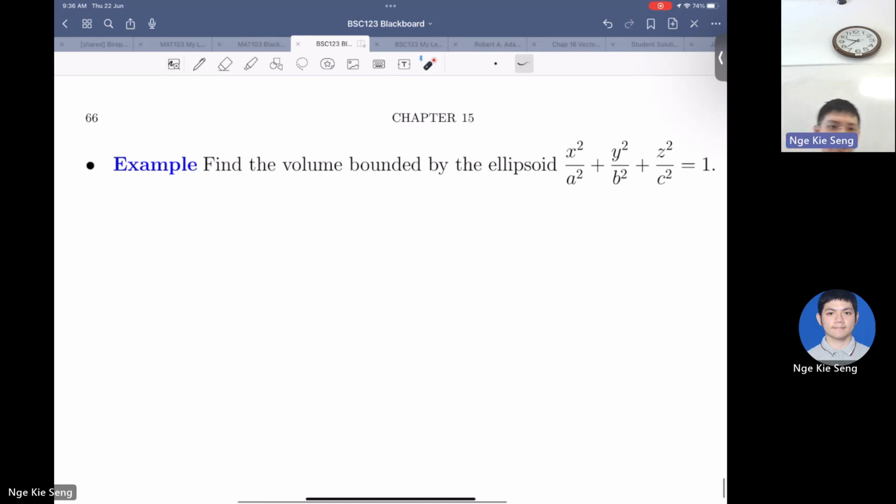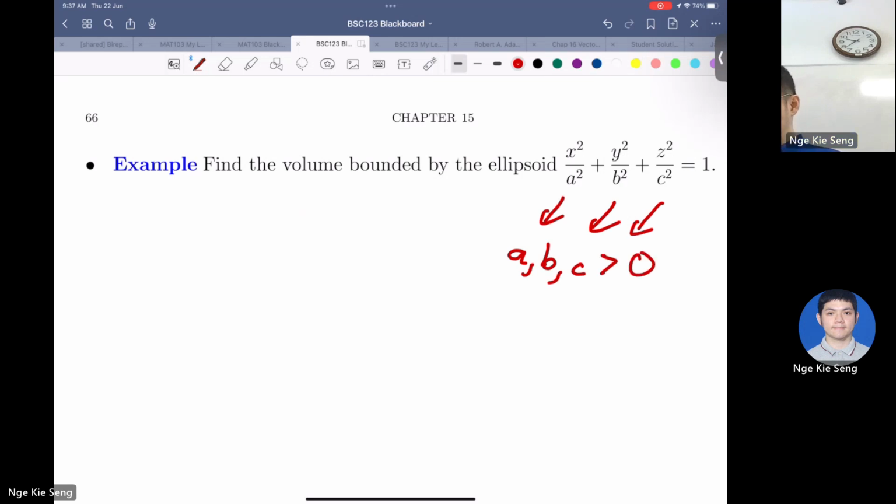Okay, try this example here. How do we find the volume bounded by an ellipsoid? How do we find this using change of variable? First note that these A, B, C are all positive. So what we can do is transform this to a sphere. Why? Because if we transform it to a sphere, we know the formula for the volume of a sphere. Let's see what I mean by that.